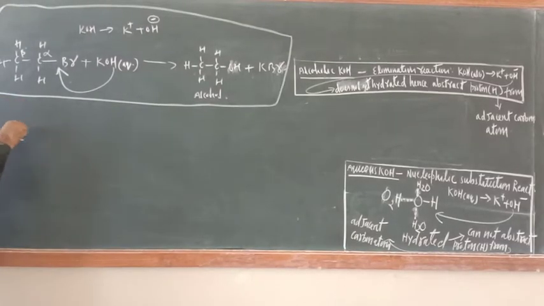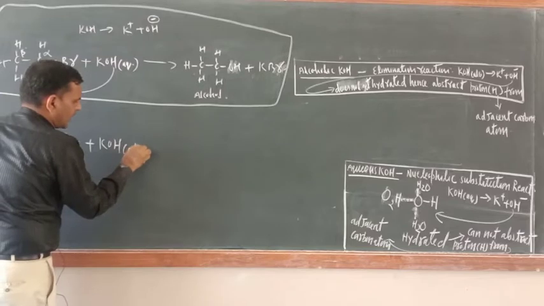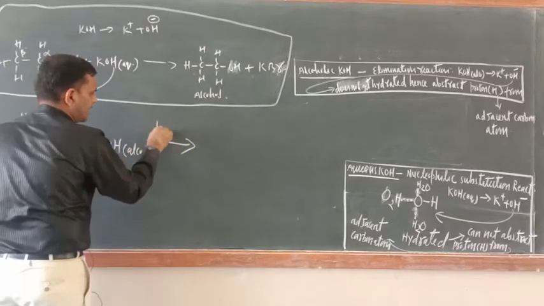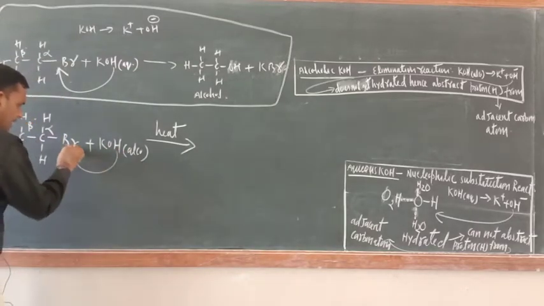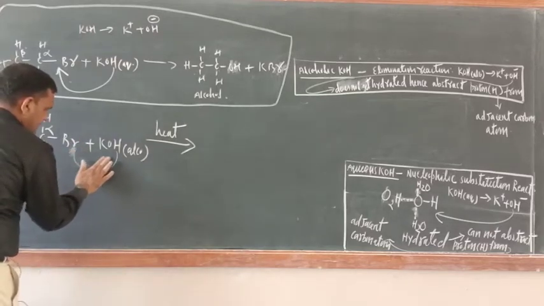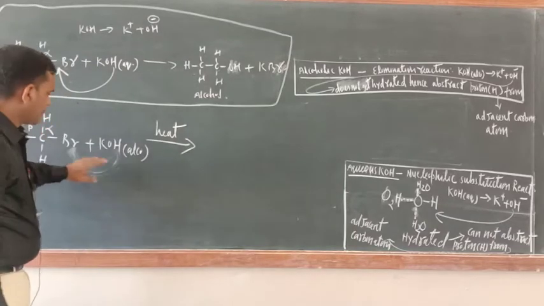See, this is CH3CH2Br, plus KOH, alcoholic KOH, and heat is required. This is an elimination reaction example. Now just try to understand here. This is alpha, this is beta. Of course, KOH will attack here. Alcoholic KOH is there.